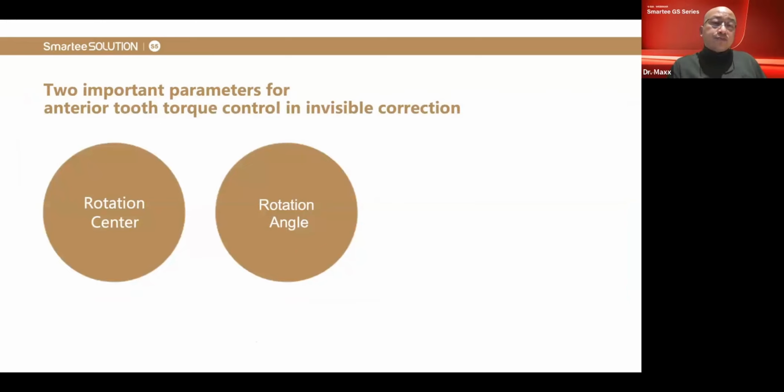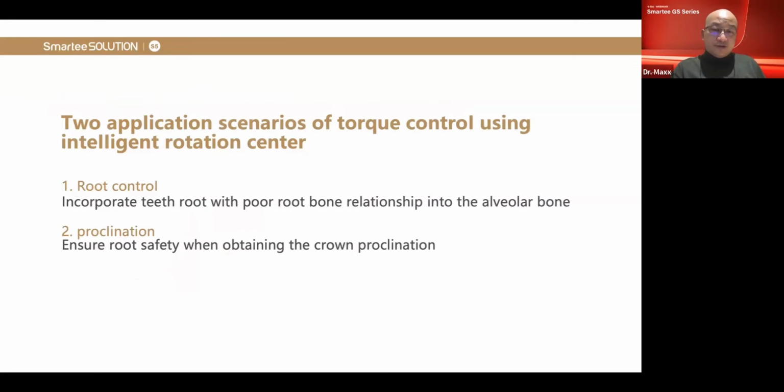So now we know there are two important parameters for anterior tooth torque control in invisible correction. One is rotation center. The other is rotation angle. It's quite similar to fixed orthodontics, how to control the torque. In fixed orthodontics, the position of the brackets and the angle of the wire are the two important keys, and in aligners, rotation center and rotation angle are two important parameters. So that's different.